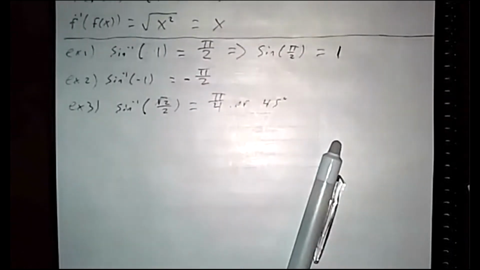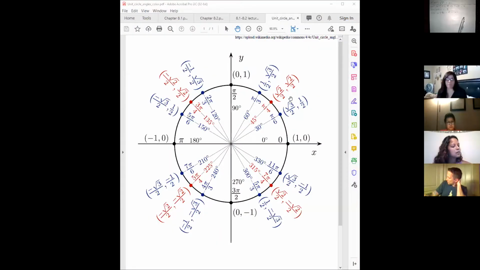Does that make sense? If we look at our circle, the y value square root 2 over 2 only appears at the pi over 4 section. Okay.